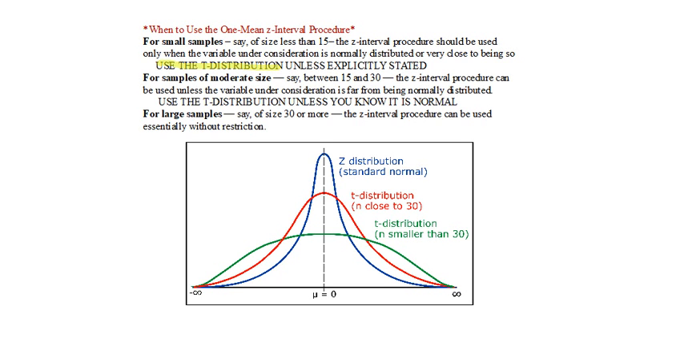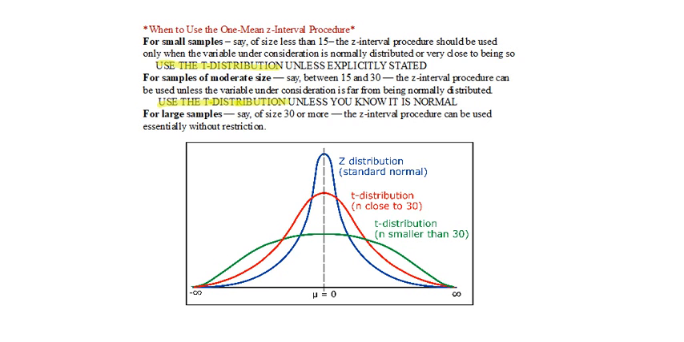Just straight out, that will be your best bet because the t-distribution is designed specifically for distributions in which we don't know whether or not the distribution is normal, or that we know what the population standard deviation is. If it's a moderate size between 15 and 30, the z-interval procedure can be used unless the variable under consideration is far from being normally distributed. Again, unless it's explicitly stated in the problem, then really, if you're under a sample of size 30, the t-distribution is the one that you want.